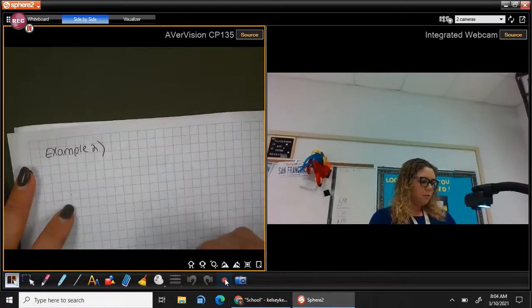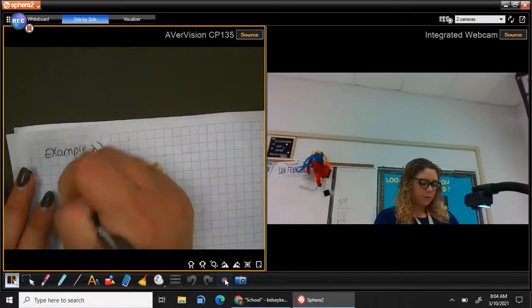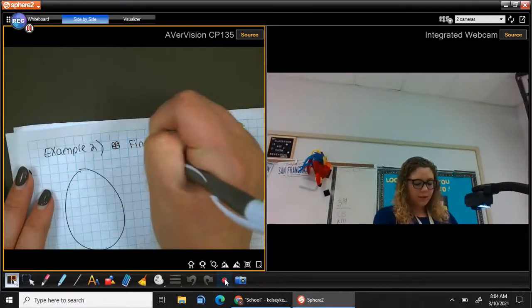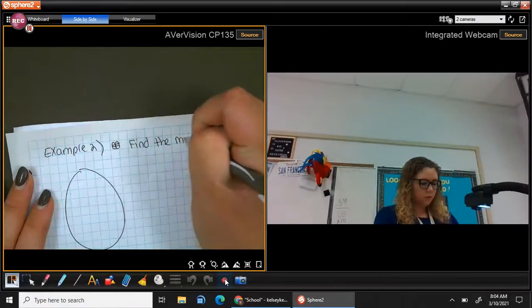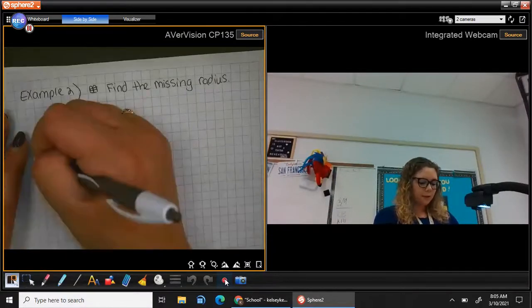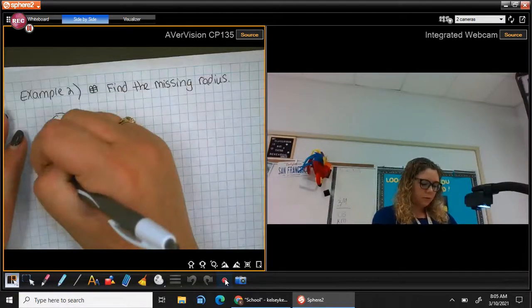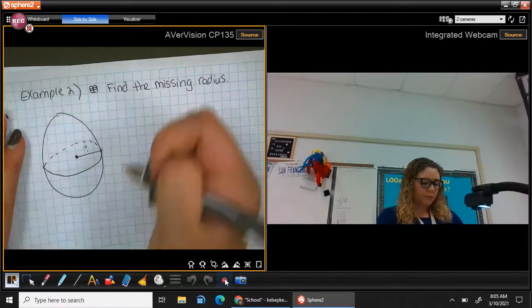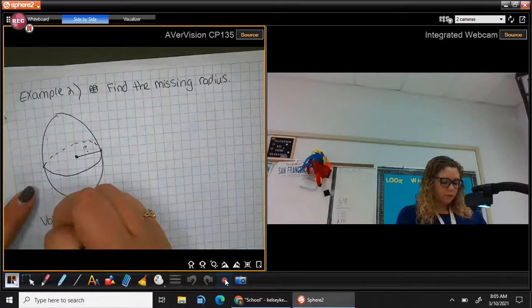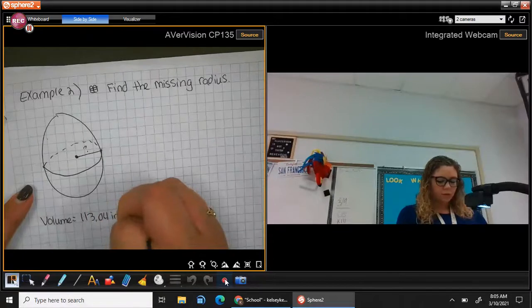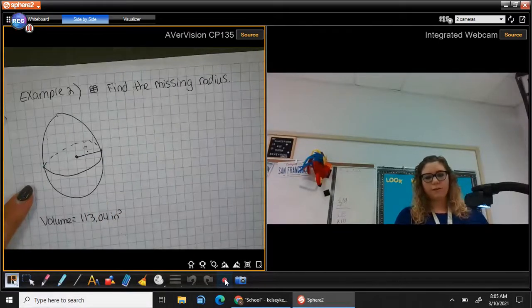Okay. So this time it's going to be find the missing value or radius. Okay. So if they give us a sphere, but we don't know the radius, but we do know the volume equals 113.04 inches cubed. How can we find the radius?